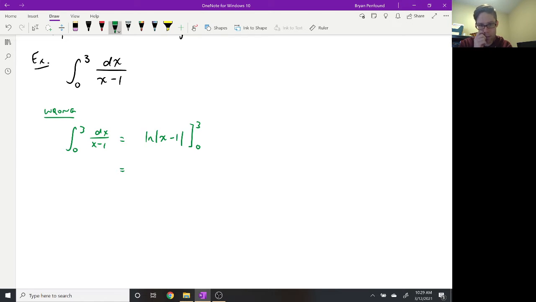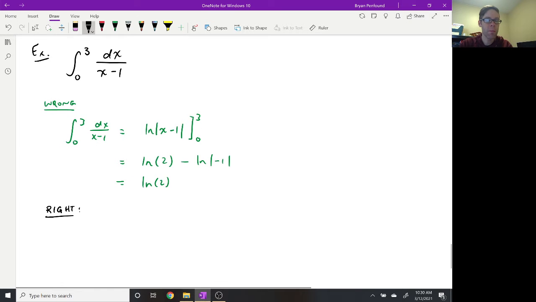So let's go ahead, let's substitute x is equal to 3. That's going to give us ln of 2. And then we're going to get a subtraction of a ln of the absolute value of minus 1. So if we do this the wrong way, we would get a final answer of the logarithm of 2, and that's unfortunate because we're going to actually show that this is a divergent kind of integral around its asymptote. So yeah, you have to be very careful, I think.